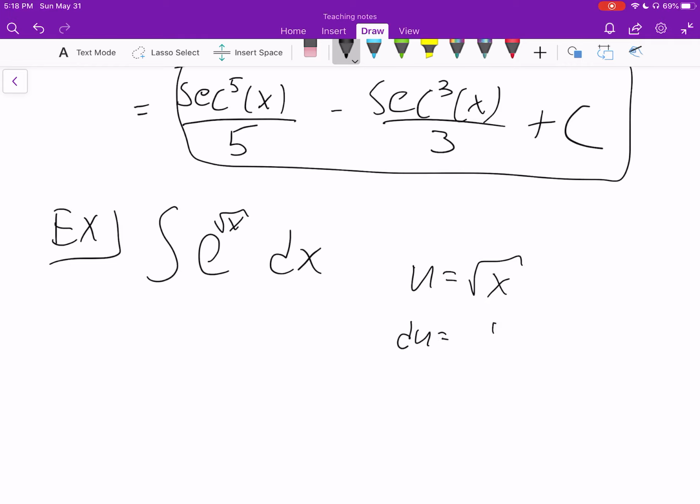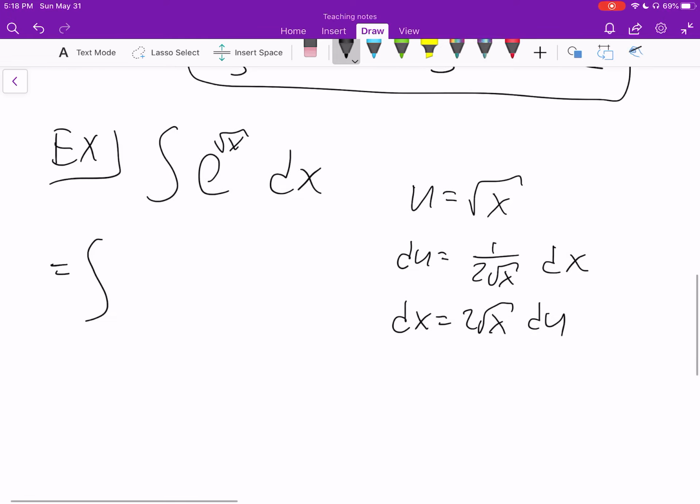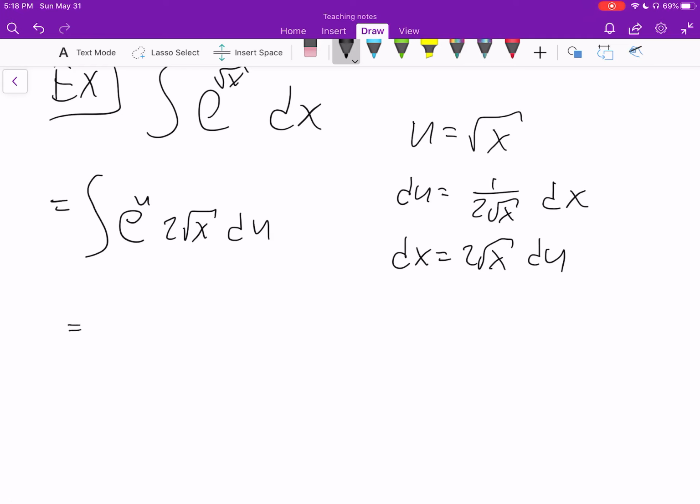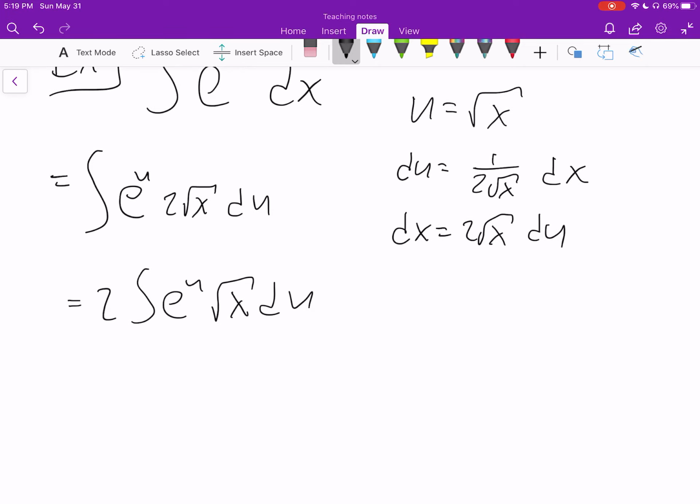So then du is 1 over 2 radical x dx. And so we get dx is equal to 2 radical x du. So then this is equal to the integral e to the u, and then dx is 2 radical x du. Pull the 2 out. Problem is I don't want a square root of x in here. I want everything in terms of u. But choosing u equals the square root of x helps me out here, because the square root of x is just u. And now this integral can be done.